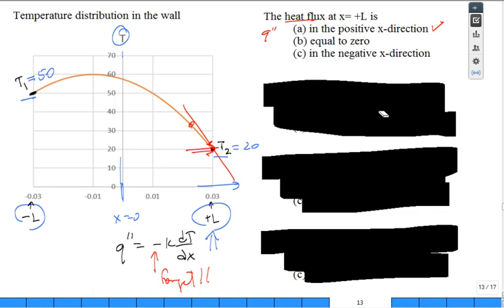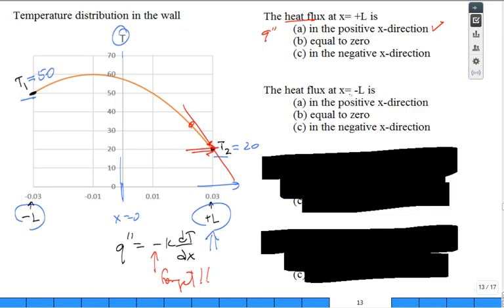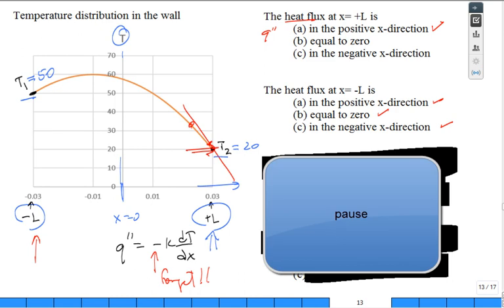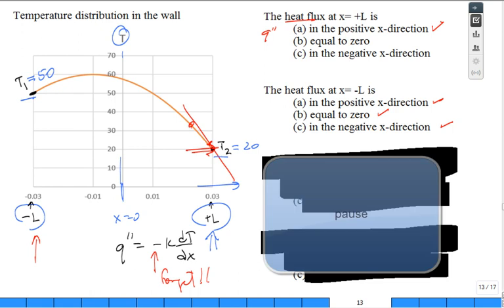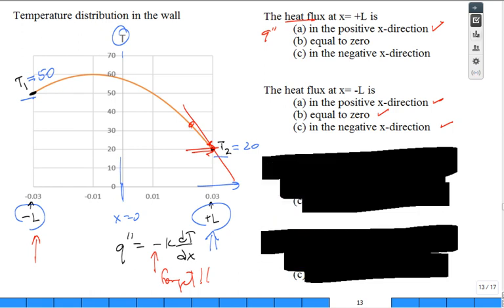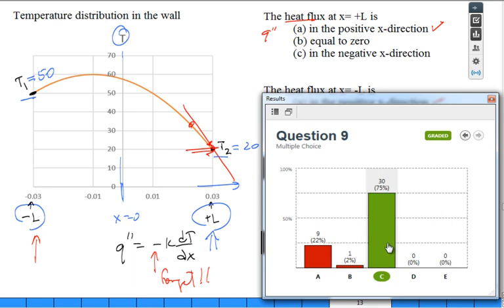All right, next question. The heat flux at x equal to negative L, we're focused now over here, is in the positive x direction, equal to 0, or in the negative x direction? And let's take a look at the results. So it's in the negative x direction. Actually, it's flowing out in the positive direction at x equal to plus L, and it's flowing out of our system, out of our slab, meaning it's going in the negative x direction at x equal to negative L.